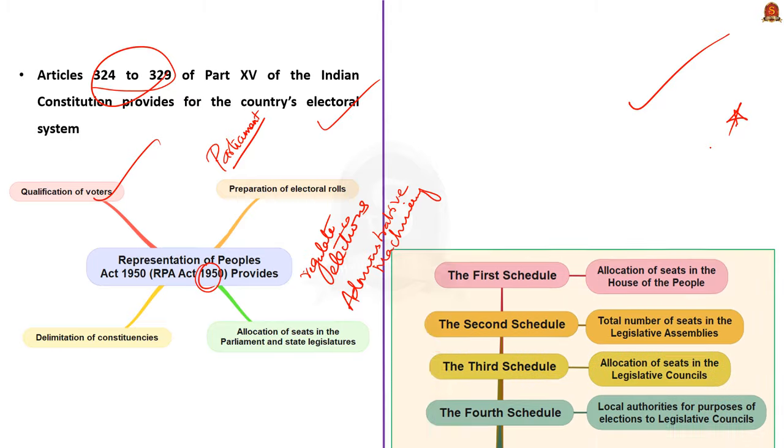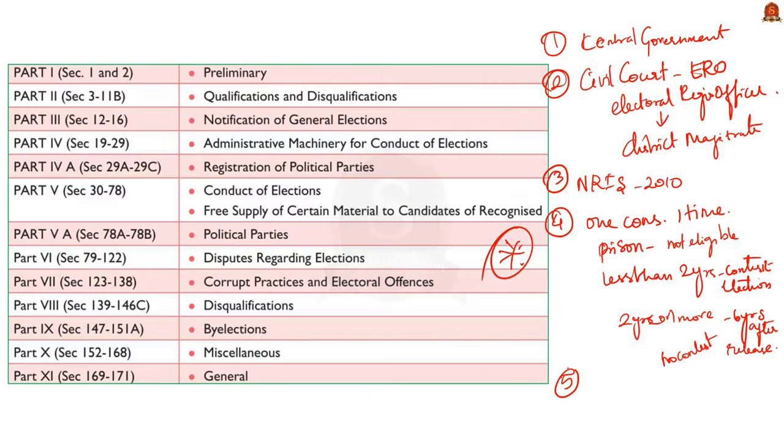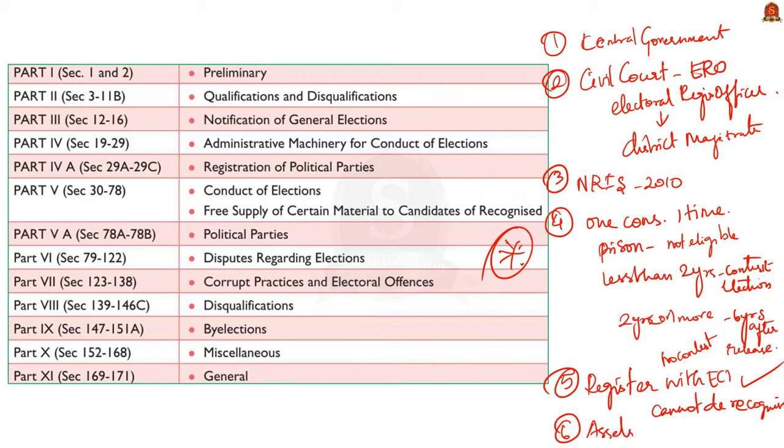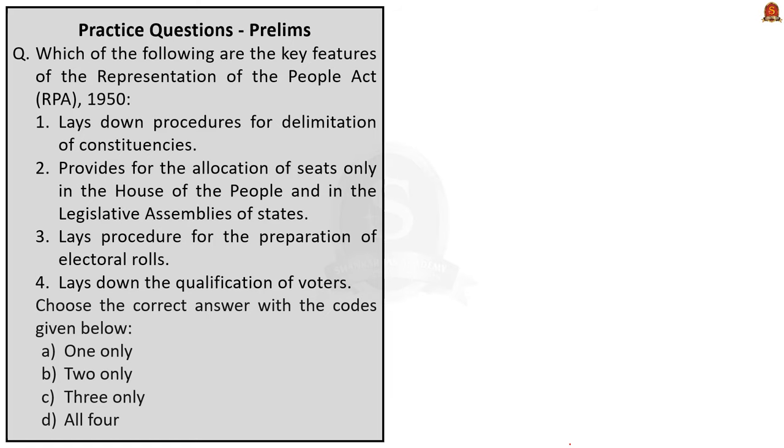Fifthly, every association or body, in order to become a political party, must be registered with the ECI, whose decision regarding registration will be final. Change in name and address of a registered political party must be communicated to the Election Commission of India. However, the Election Commission of India cannot de-recognize a party. Finally, after getting elected, MPs are required to file a declaration of assets and liabilities with the Speaker of Lok Sabha and the Chairman of Rajya Sabha. These declarations have to be made by MPs within 90 days of taking their seat in Parliament. So these are all very important provisions that you have to remember about the RP Act. So here the correct answer for this particular question is option C, 3 only. Only 3 statements are correct.